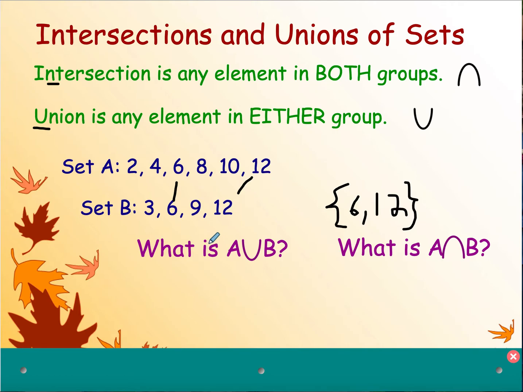And then here, what is the union of A and B? Remember, union is any element in either group. So the union would just be every single integer listed out. For the sake of time, I won't write this out, but we can see that the union of A and B would be 2, 3, 4, 6, 8, 9, 10, and 12.